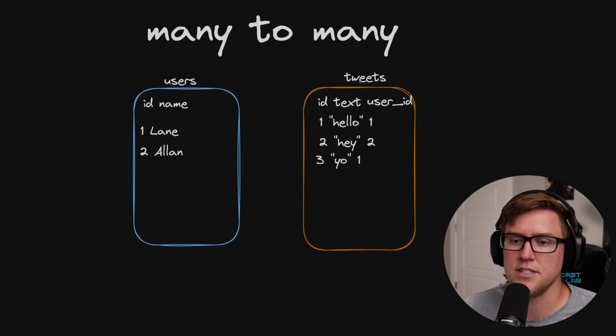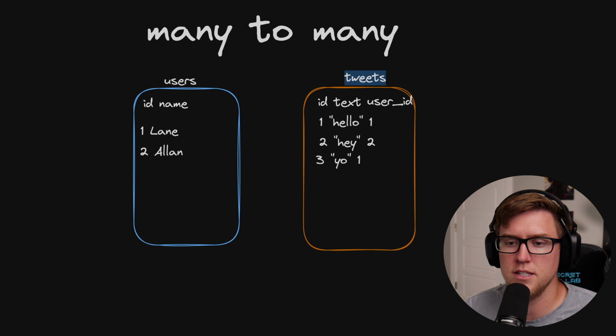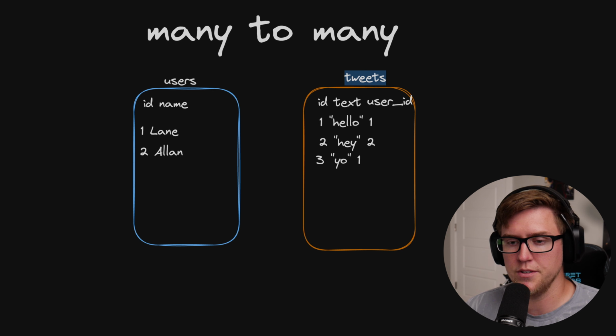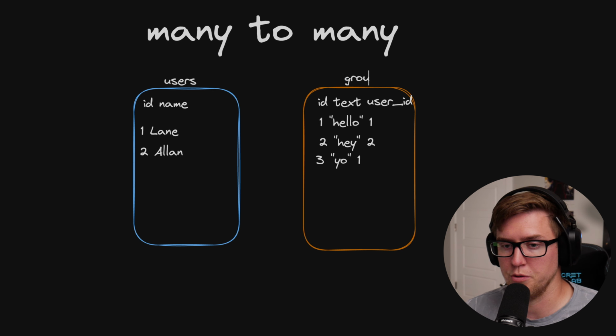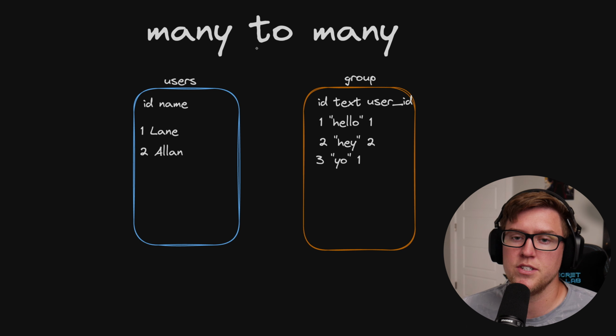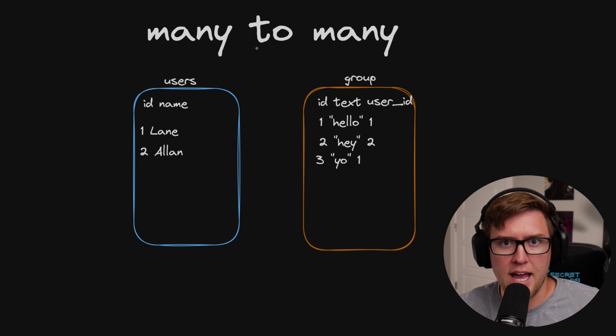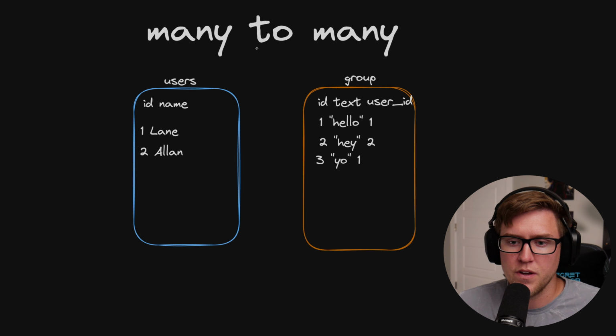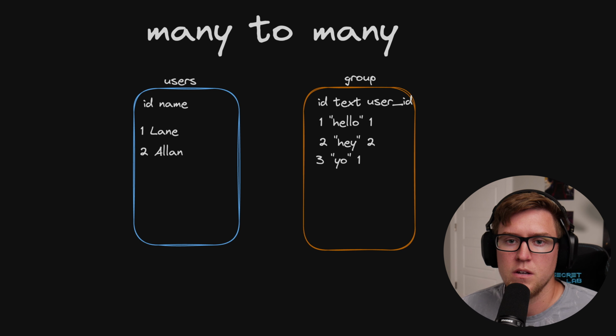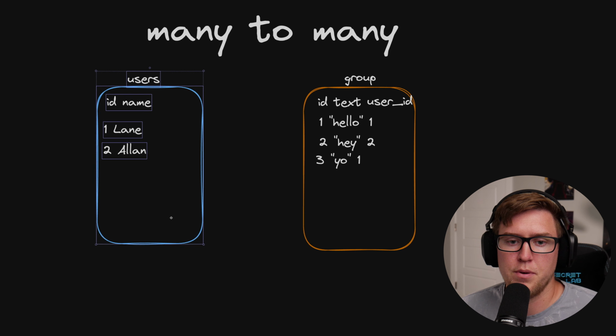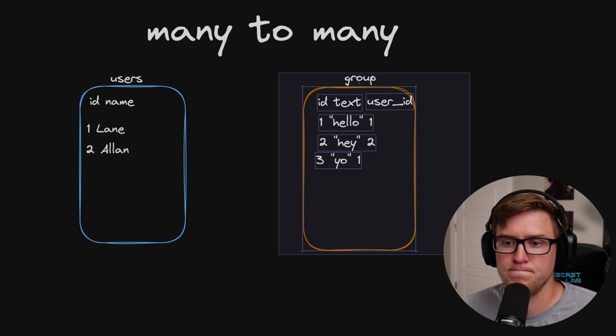Users and tweets don't really make sense for this. So let's change out the tweets table for something else. Let's do groups. So let's say that users can organize themselves within groups. And if you think about it, this starts to make sense, right? A user should probably be able to be a part of many different groups, but a group naturally can have many different users in it. So we've got a many-to-many relationship. Okay, let me move these apart just a little bit.